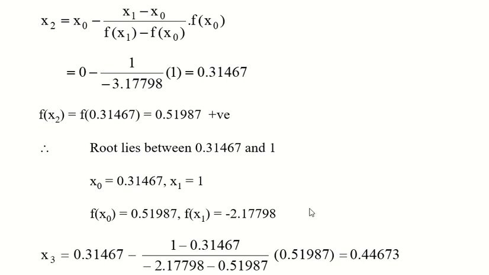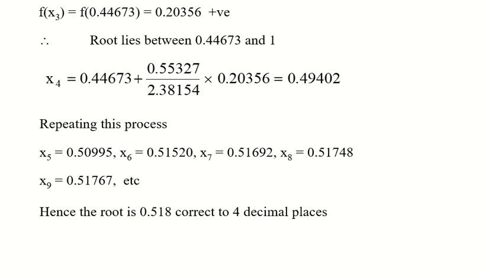0.44673. Okay, so we shall move further. Once you have calculated the approximation, calculate f of x3. What is f of x3? Wherever you have x in the equation f of x, you replace it by the x3 value. That is 0.44673. You can observe, you can verify this.